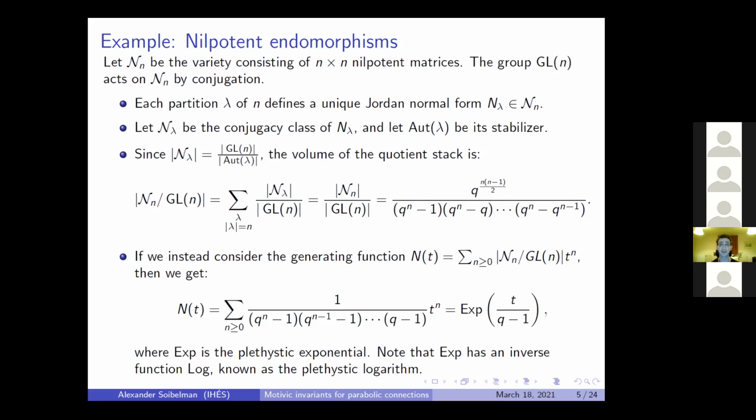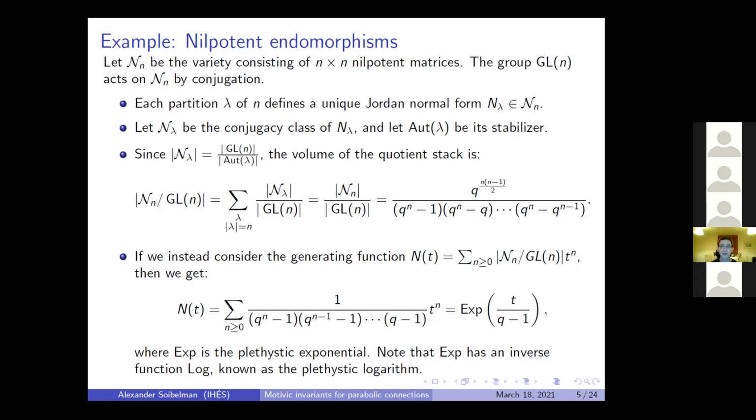The GL_n part has already been computed, and it turns out that the number of points in this nilpotent cone, or this variety of nilpotent matrices, is just going to be q to the dimension of the variety. So it's q to the n times (n minus 1) over 2.